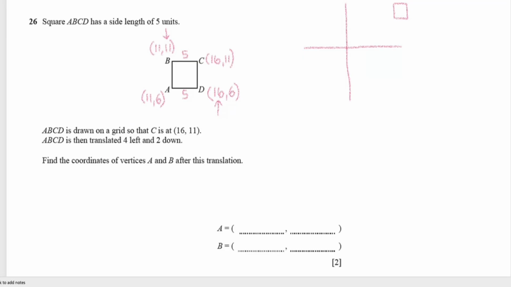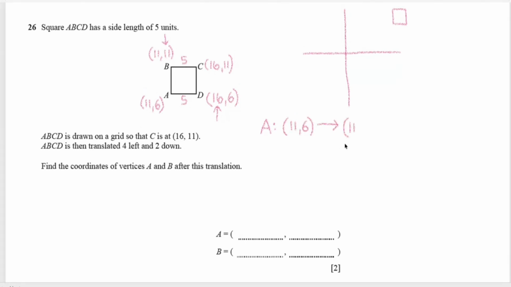Now we have to apply the translation, 4 left and 2 down. So A originally had the coordinates of (11, 6). After applying the translation, the new coordinates of A will look like this. We have to go 4 to the left, so that means we have to subtract 4 from the x-coordinate, and we have to go 2 down, so that means we have to subtract 2 from the y-coordinate. Now 11 minus 4 is equal to 7 and 6 minus 2 is equal to 4. So the new coordinates of A will then be (7, 4).